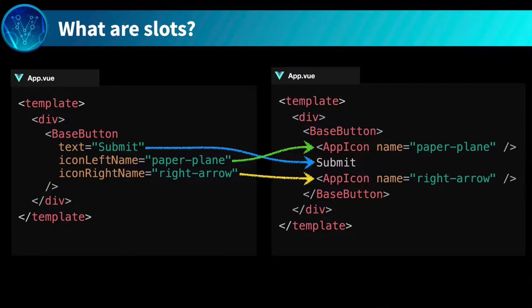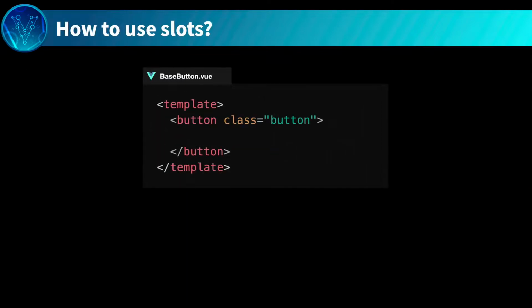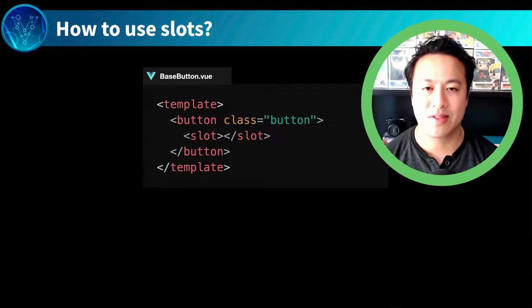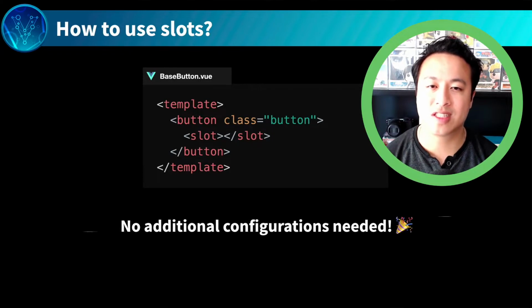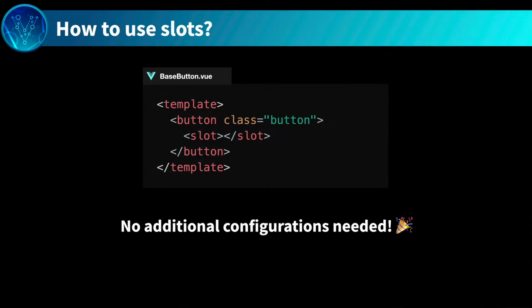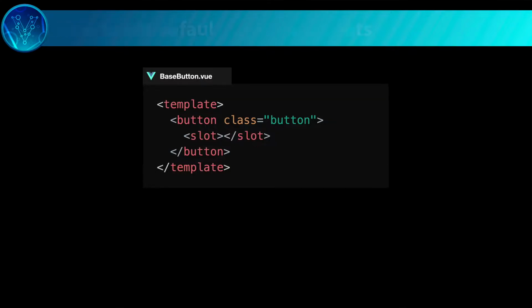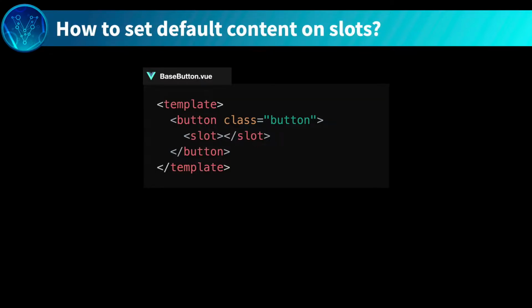With that new knowledge, the question naturally becomes, how do we use slots? All you have to do is declare the slot element inside of your component. And believe it or not, no additional configuration is needed to make slots work. While a single slot can get you quite far, there will come a point where you're probably going to want to be able to set default content on your slot. In order to do that, all you need to do is define your default content in between your slot elements. In this case, we're providing a default text of submit to our base button component.